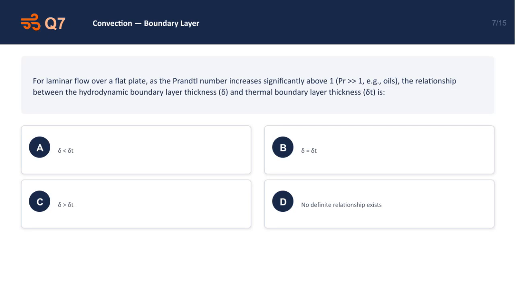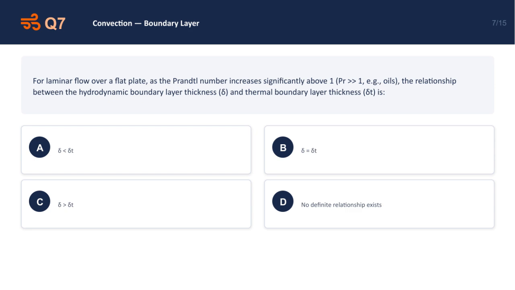For laminar flow over a flat plate, when the Prandtl number is much greater than 1, like in oils which have high viscosity and low thermal diffusivity, the hydrodynamic boundary layer actually grows thicker than the thermal boundary layer. This means that the thickness of the velocity boundary layer, denoted as delta, is greater than the thermal boundary layer thickness, delta T. This relationship is captured by the approximate ratio delta over delta T being proportional to the Prandtl number raised to the 1/3 power.